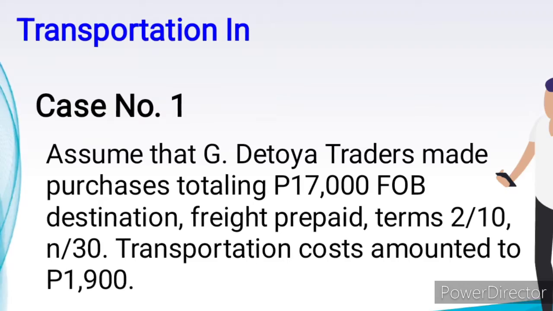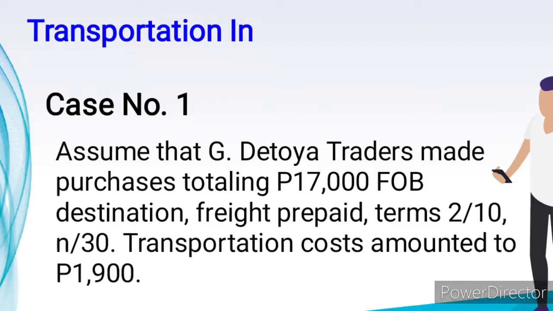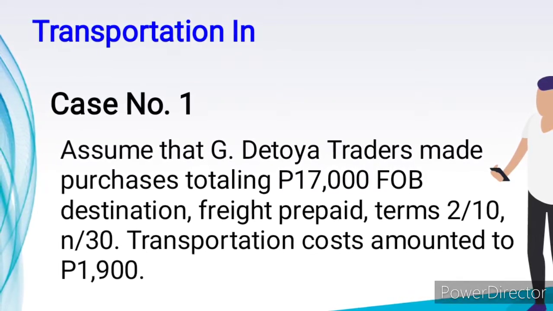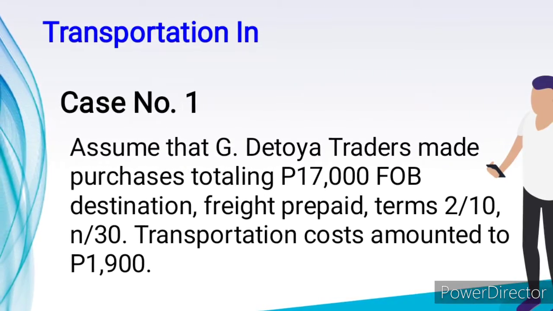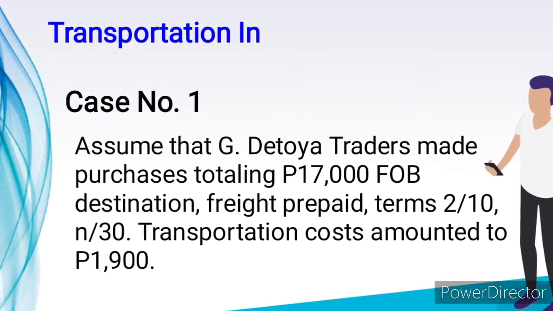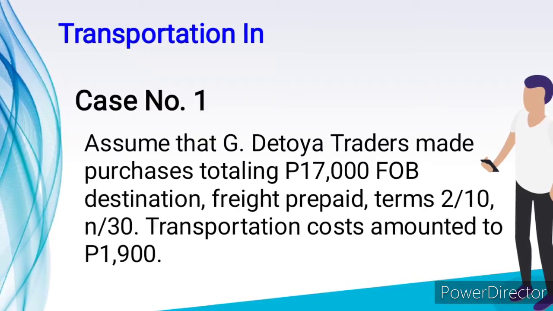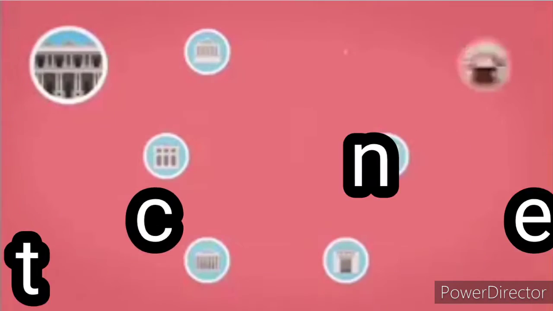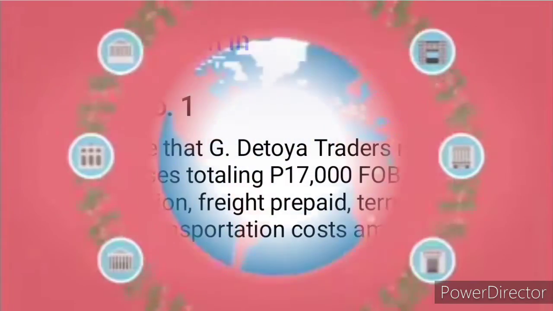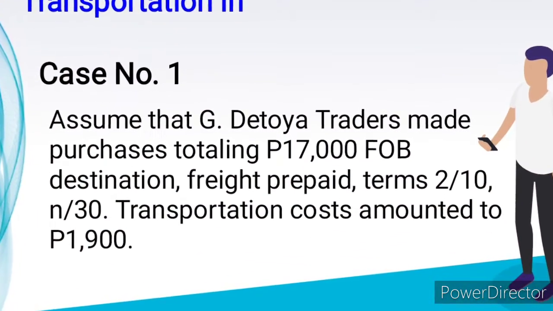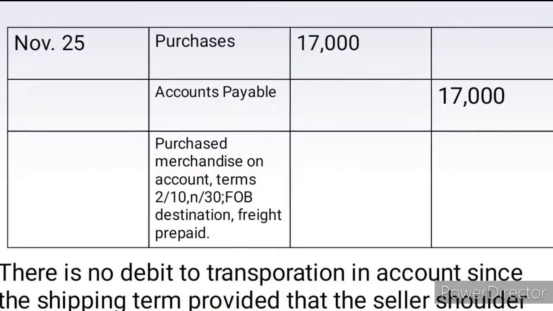Case number 1. Assume that GD Toya Traders made purchases totaling 17,000 pesos, FOB destination, freight prepaid, terms 2/10, N/30. 2/10 indicates that if the borrower pays within 10 days, there will be a discount of 2%, while N/30 indicates the time period that is given. N stands for net, or the total amount that the borrower will pay within 30 days. Transportation cost amounted to 1,900 pesos. Here's the table for case number 1.